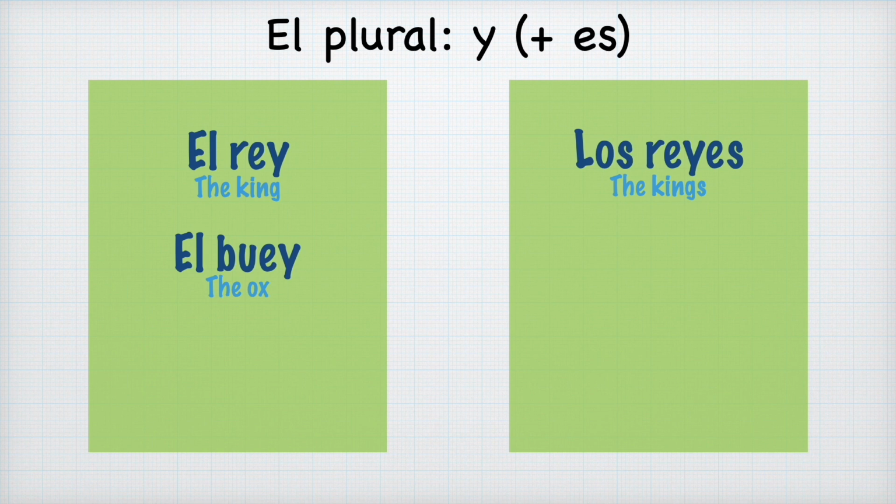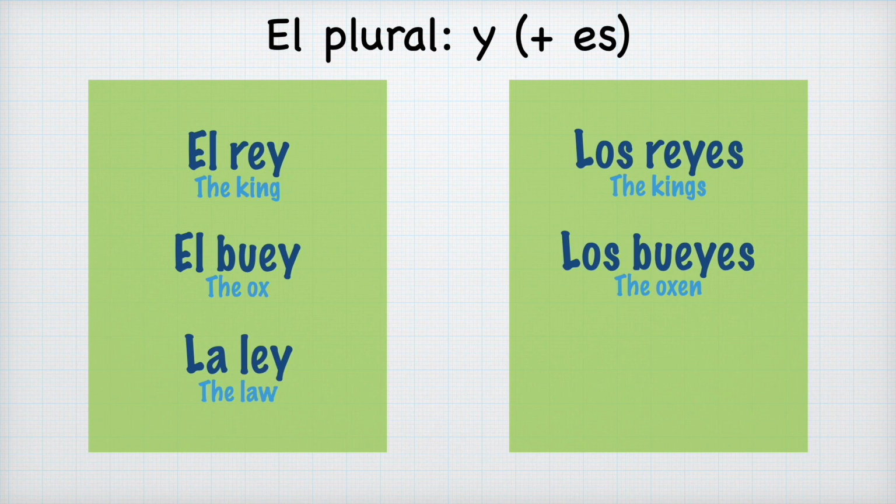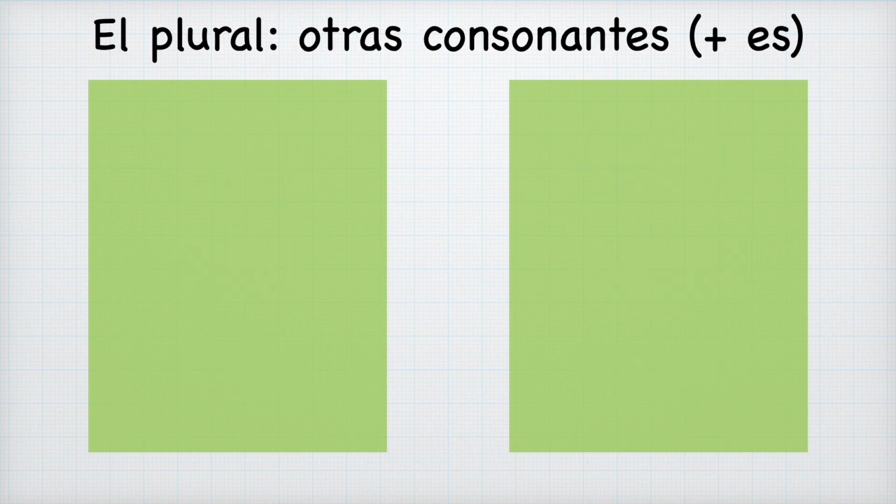Another example is el buey. Plural, it will be los bueyes. And the last example is la ley. It turns into las leyes. Those are the most common exceptions. For any other consonant ending, we'll add es.